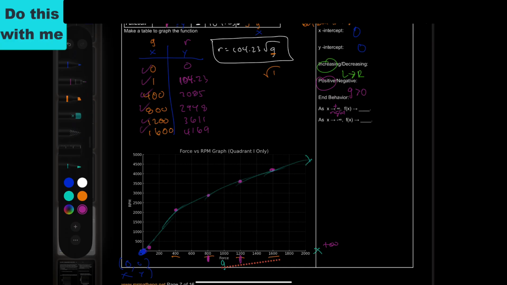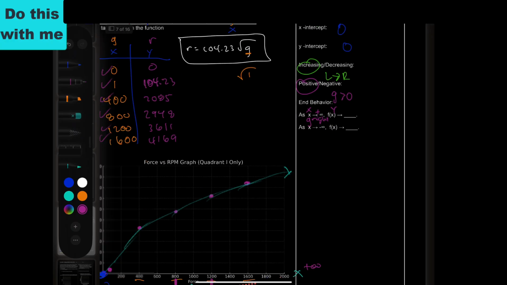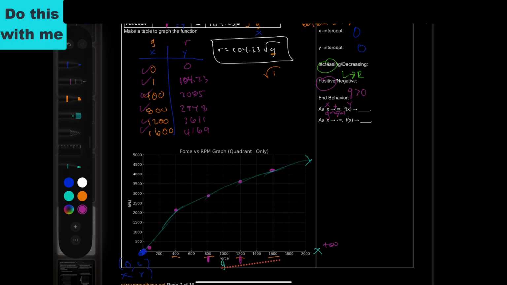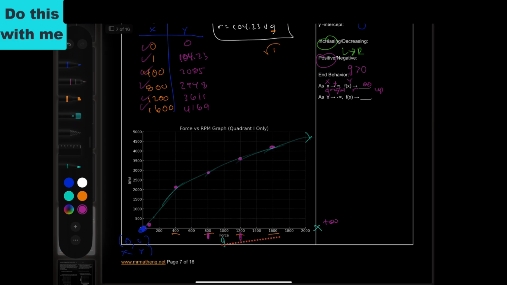What happens to the y values? So you could say as g goes towards positive infinity, what's happening? I would say that the r values are also going to positive infinity or up. So as you go to the right, it's going up. Okay? All right. Let's go now to our next example.